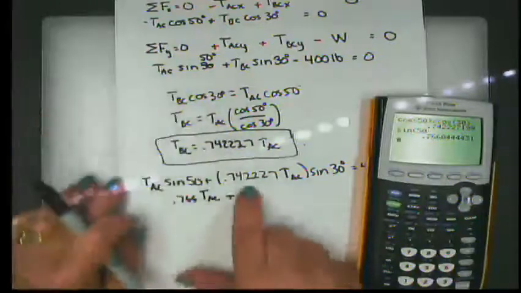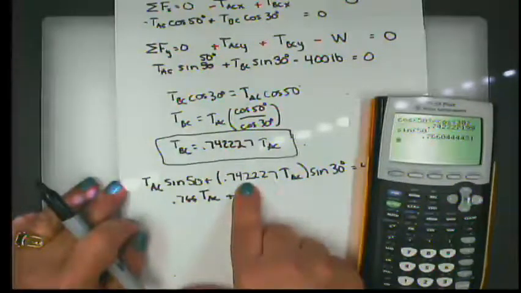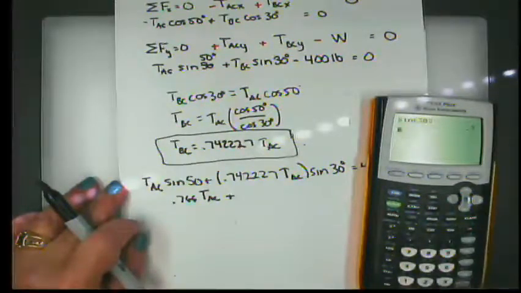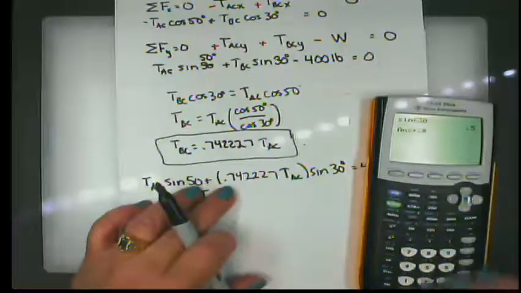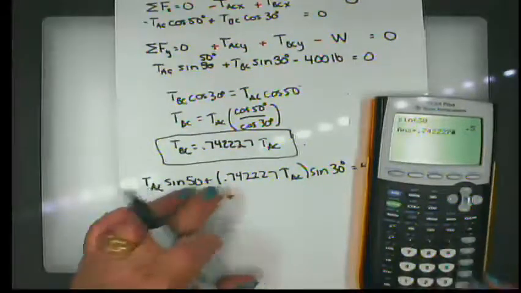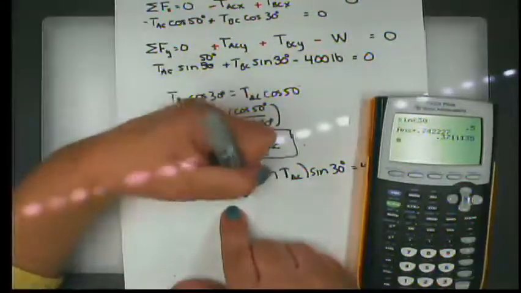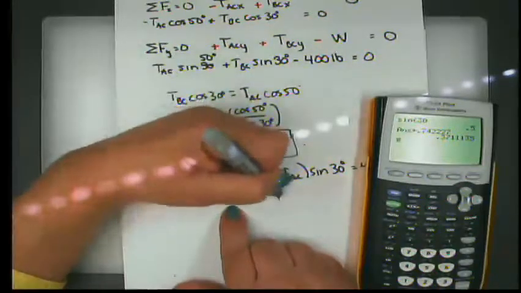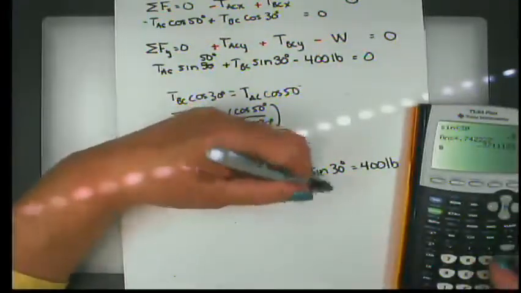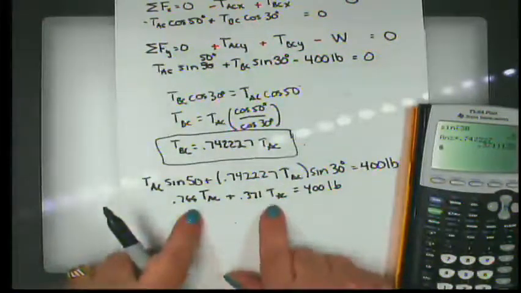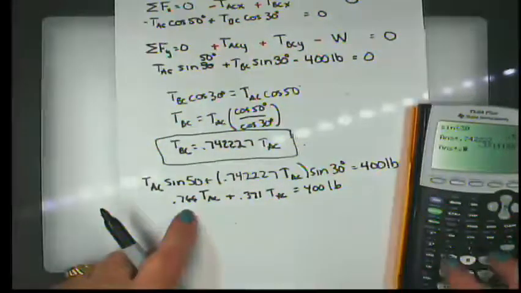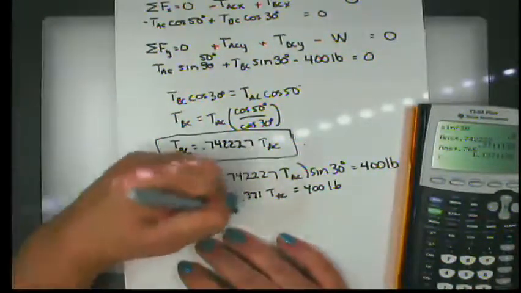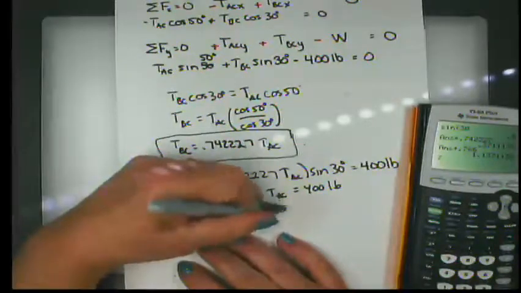And over here, I need to take 0.742227 times the sine of 30. So the sine of 30 is 0.5. And when I multiply that by 0.742227, that's the coefficient for TAC in this piece, 0.3711 TAC equals 400 pounds. Since these are both terms in TAC, I can add them together. And I get 1.137 times TAC equals 400 pounds.